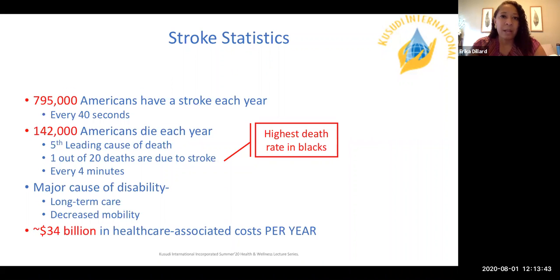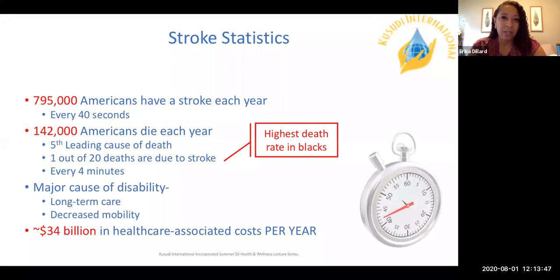So to put in perspective the burden of stroke in terms of the economy, in terms of health, about 800,000 Americans have a stroke each year, and that's every 40 seconds, basically, someone in the United States will have a stroke. That's very significant. And of these 800,000 Americans, approximately 142,000 will actually die each year. So this makes stroke the fifth leading cause of death.